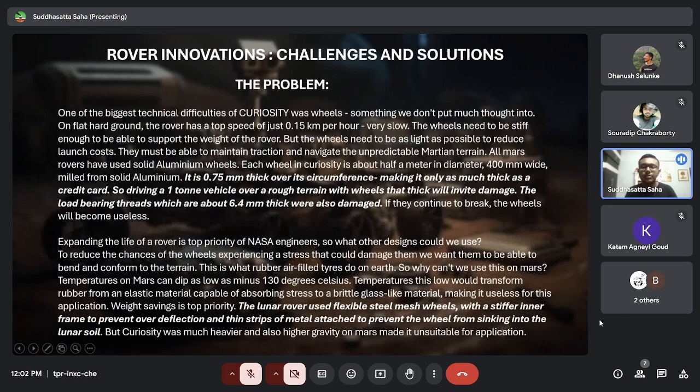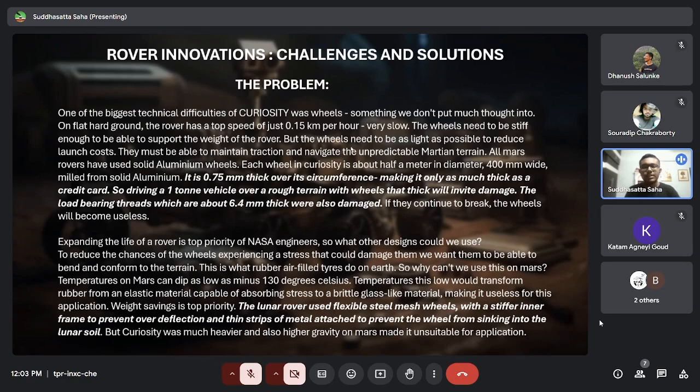Now, I don't want you guys to go through all of this stuff. I would like to tell you the story here. So one particular aspect I have taken up about the Curiosity rover is something we do not sometimes think about: the wheels of Curiosity, and that was a big problem, and you can say, in a sense, a failure of the Curiosity rover.